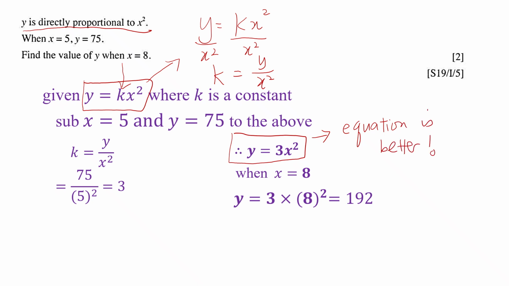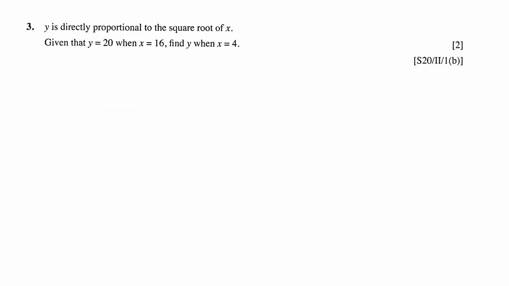Okay, right. So with this equation, it says to find the value of y when x is equal to 8. So you substitute x equals 8 here. Make sure you bracket it, and then you just use a calculator to find the value of y, which is 192. Right. So the concept is the same.